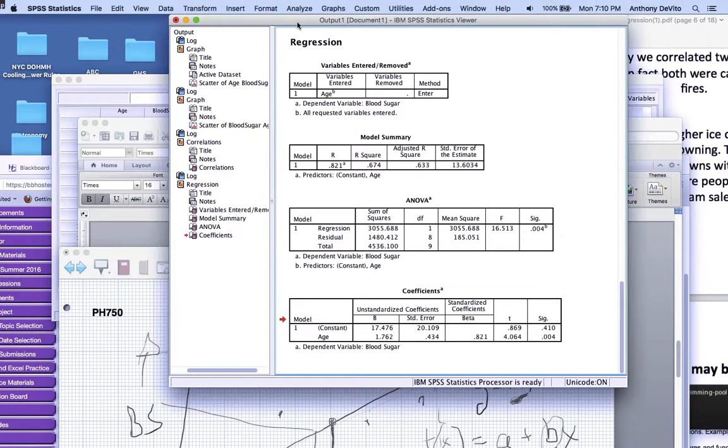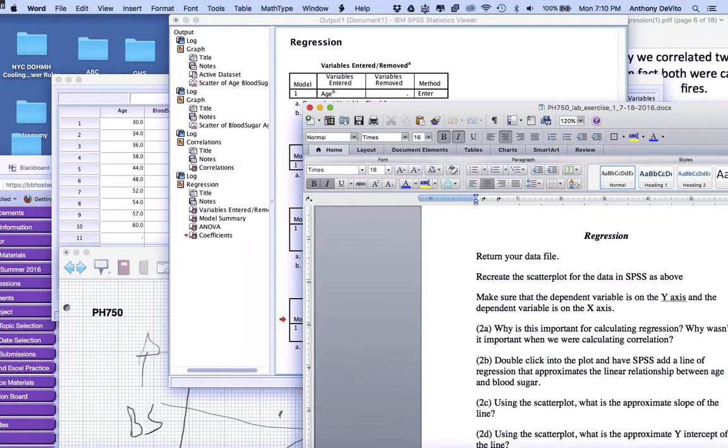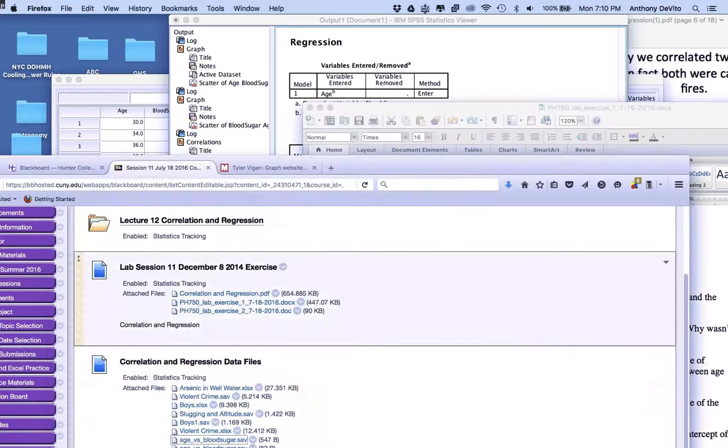Okay, so that's what regression is. That's our correlation and regression. That's how we express it numerically. Let's do another example. Okay, so I'm going to go back. There's a few data files there. I'm just going to pick one randomly. Let me go back here.